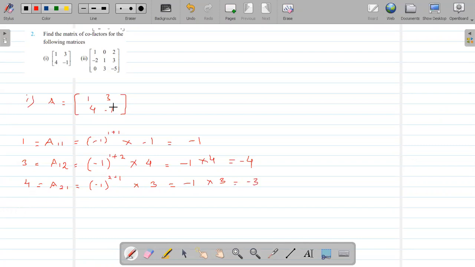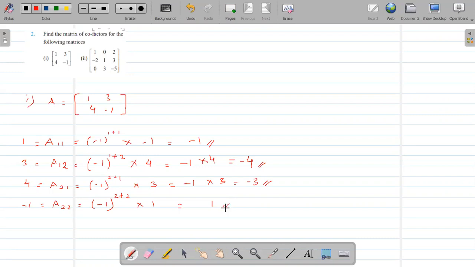Okay, last but not the least is this -1. So what is the position of this -1? Second row, second column, right? Okay, so -1 to the power second row plus second column. This time the power is even. So when the power is even, the -1 will become +1. And the opposite number is 1. So your answer will be 1. So I found all the cofactors of this matrix's elements.